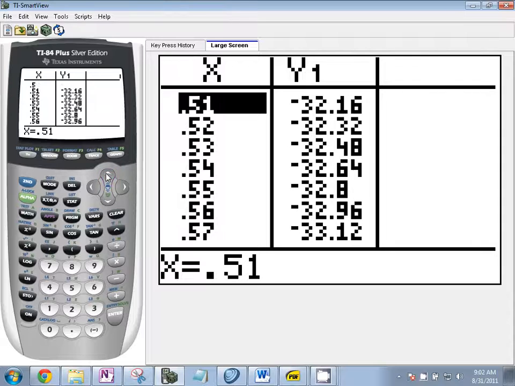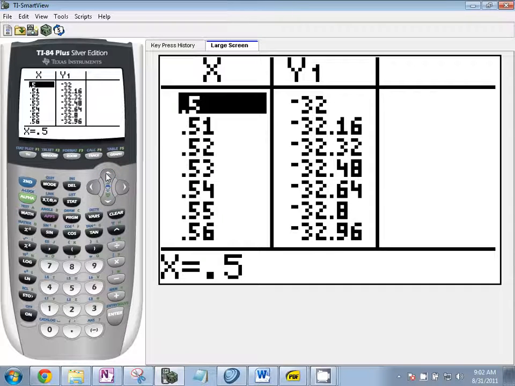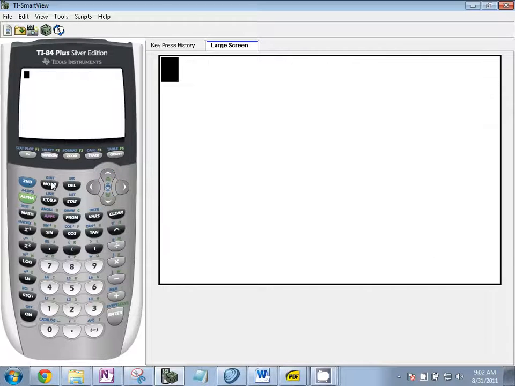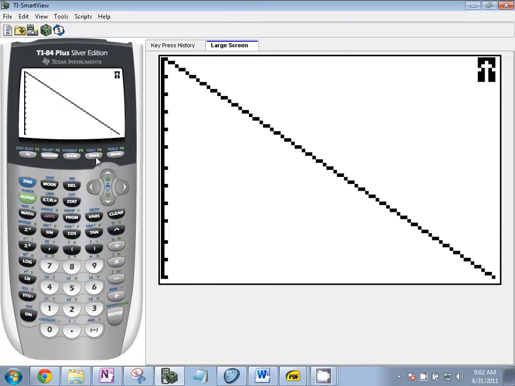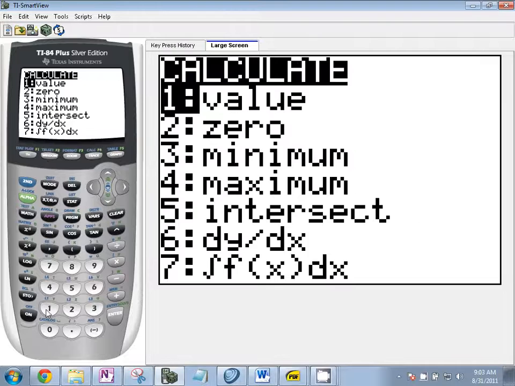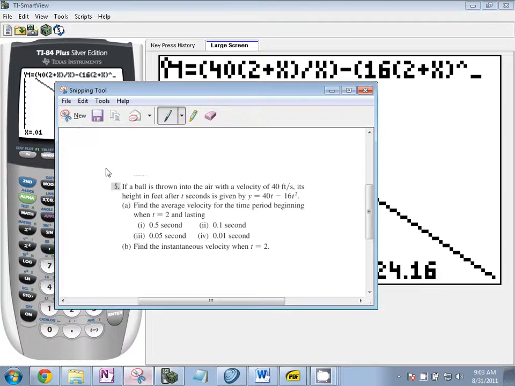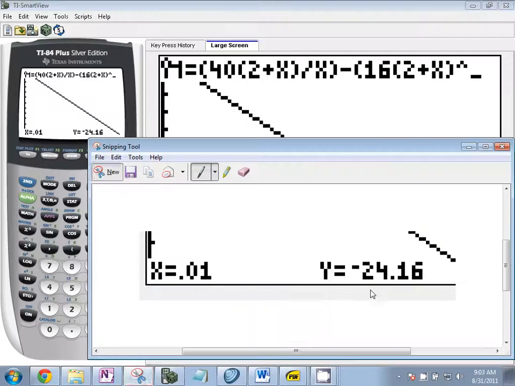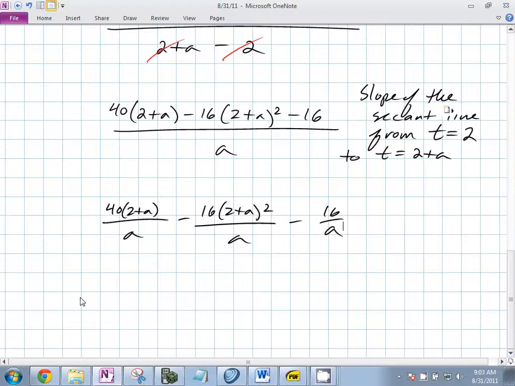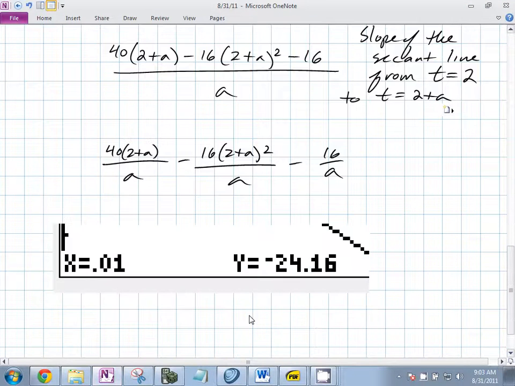Yes. So if we go back to this, we go second quit here, and we go to the graph. Second calc, you see value right there? X equals what was one of the other x values we needed? 0.01. You hit enter. There it is. So when x is 0.01, we end up with the y value, which in this case is the slope of the secant line.